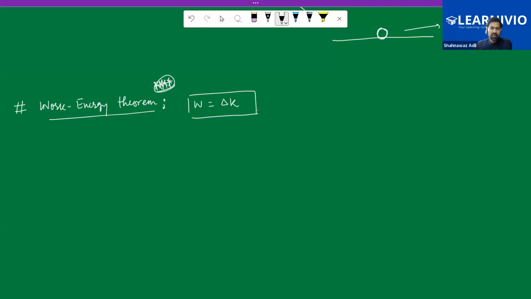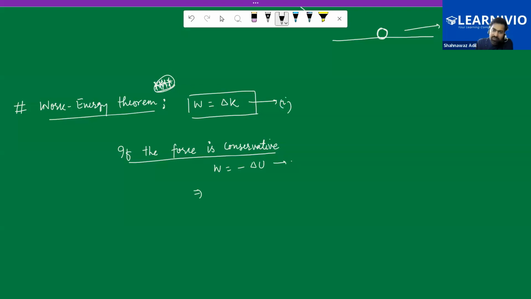And this translates into the conservation of mechanical energy. Because we know that if the force is conservative, then W is minus delta U. So if we compare these two equations, it will be delta K equals minus delta U. So you will get the initial energy equal to the final energy using these two equations.